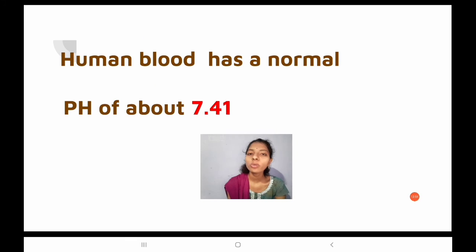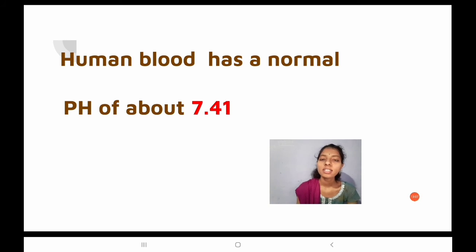And the human blood has a normal pH of about 7.41. We know that this is slightly above 7, and above 7 the substances are basic in nature. So the human blood is slightly basic, or alkaline, in nature.